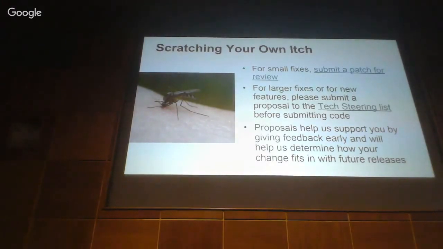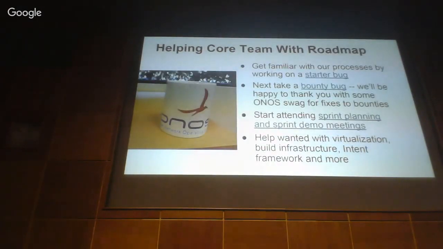This enables us to give you early feedback, and you do not burn time on things that will not get accepted at a later stage because they're not good enough. Regarding the roadmap, we have bounty bugs, meaning that we have a set of known bugs, and you can take a look at them, decide on one that you see fit for your knowledge of ONOS and CORD, and just fix it.